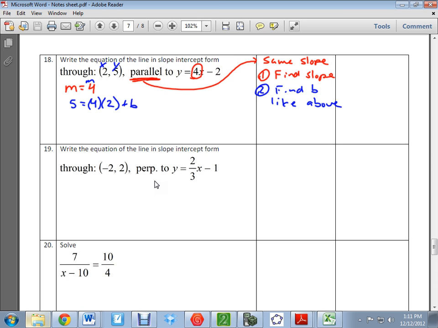4 times 2 is 8, plus b is equal to 5. And subtract 8 from both sides, and b is equal to negative 3. Once we have b and m, what's the last one? The equation? Y equals 4x minus 3. That's the equation. We'll pick up on number 19 in just a second.